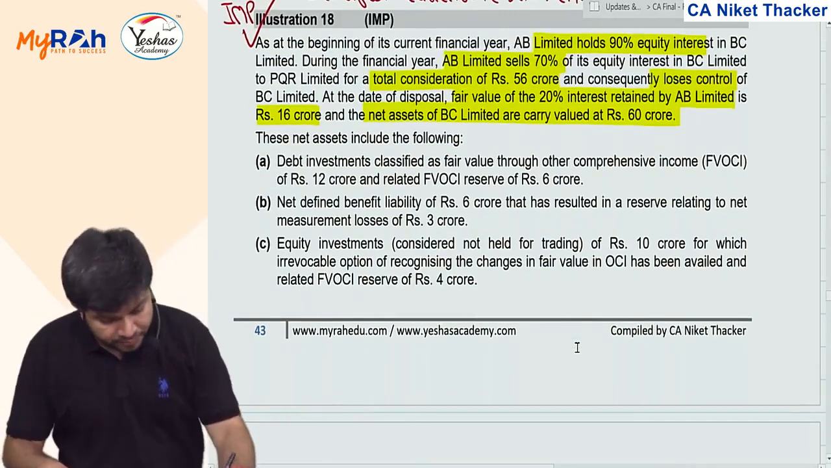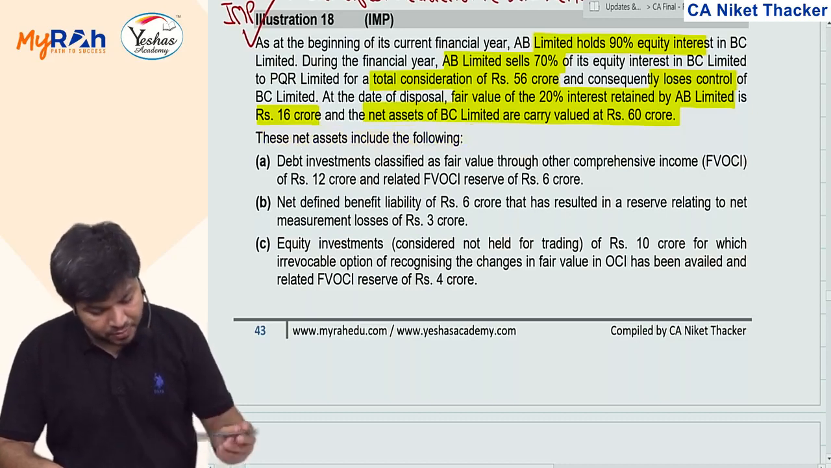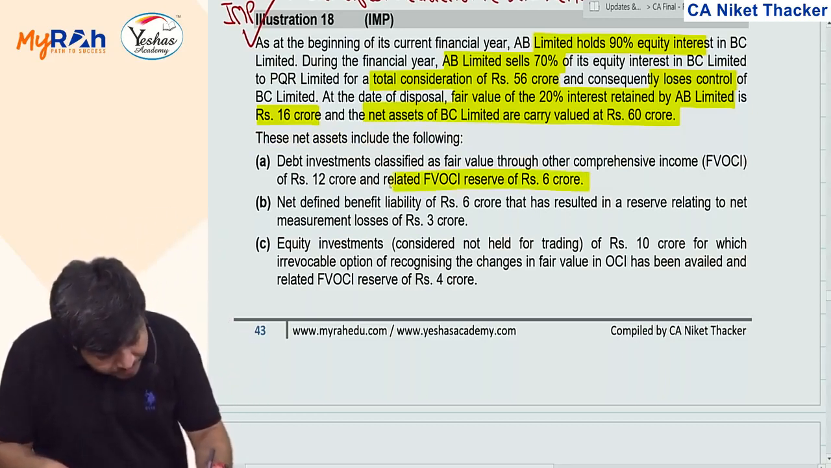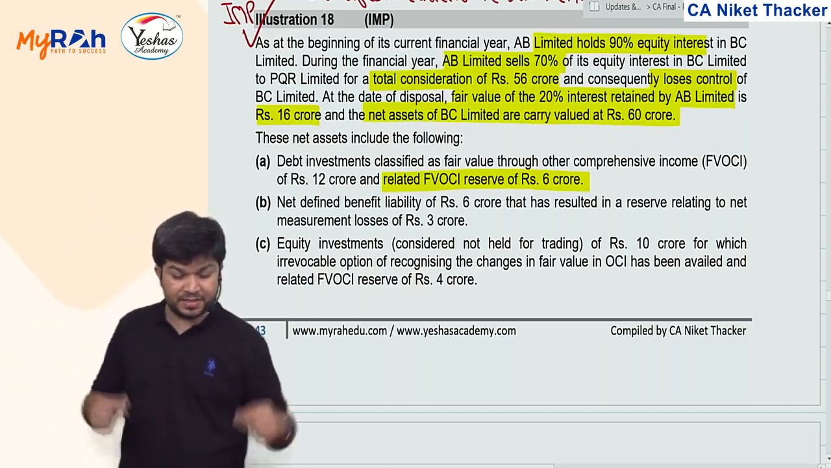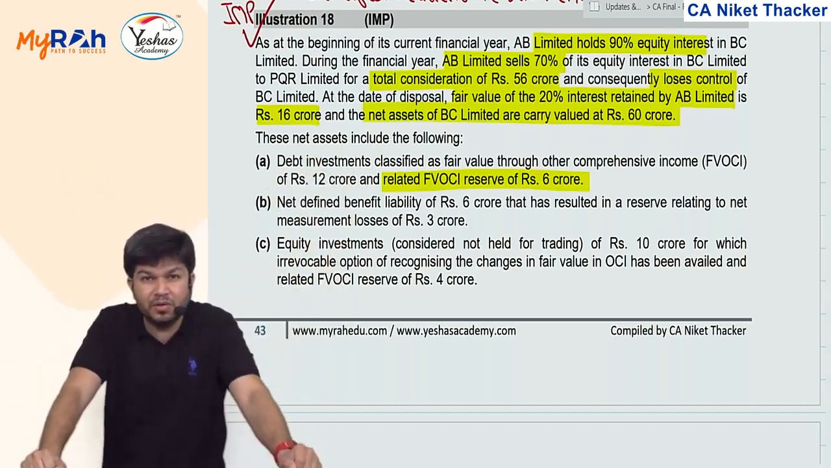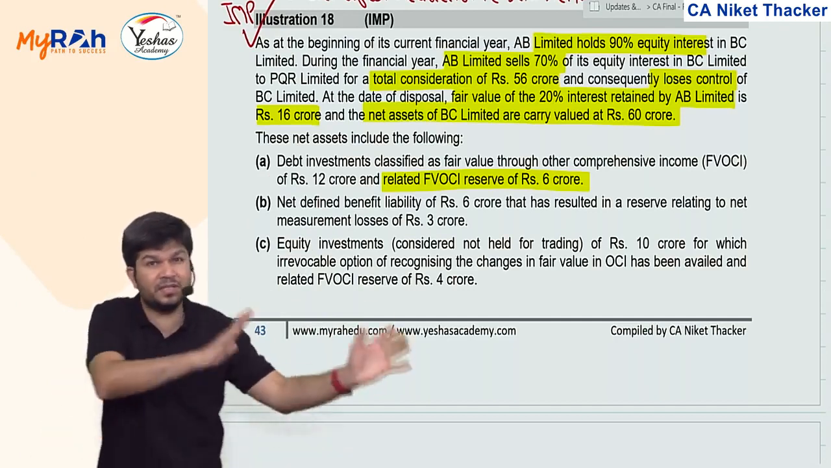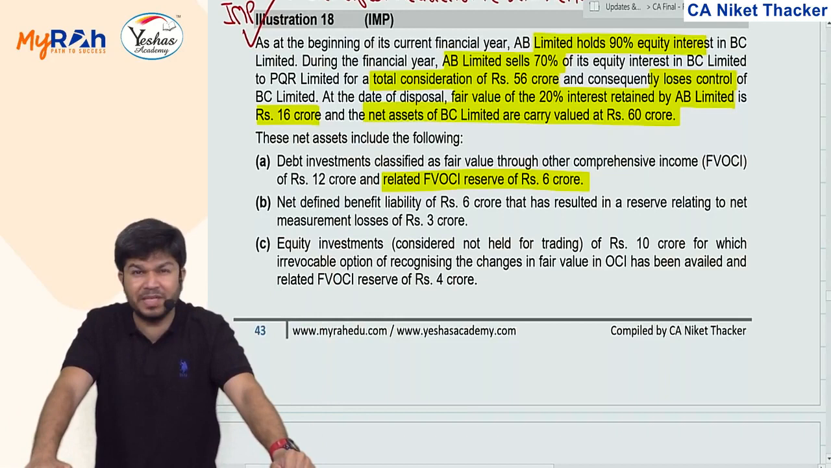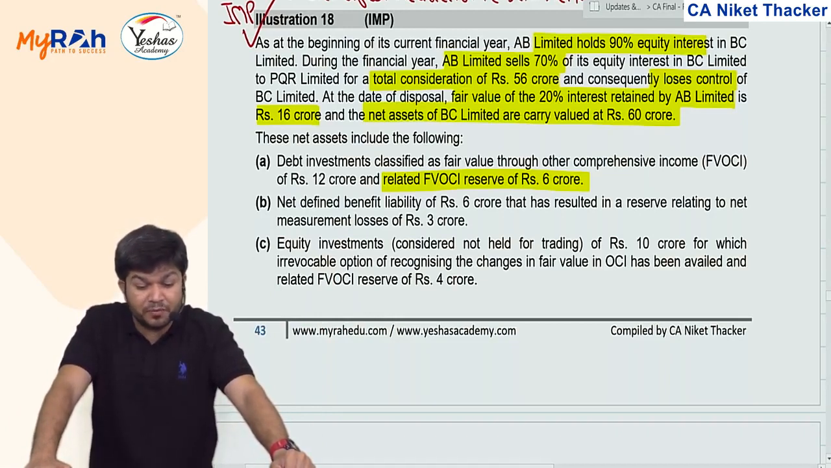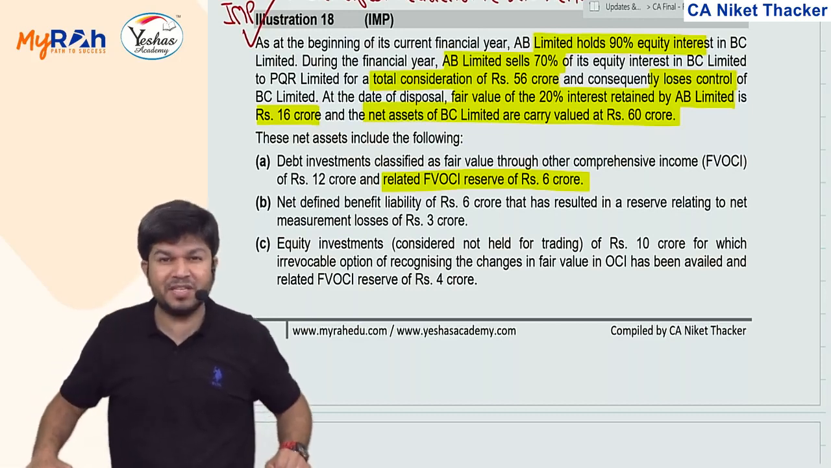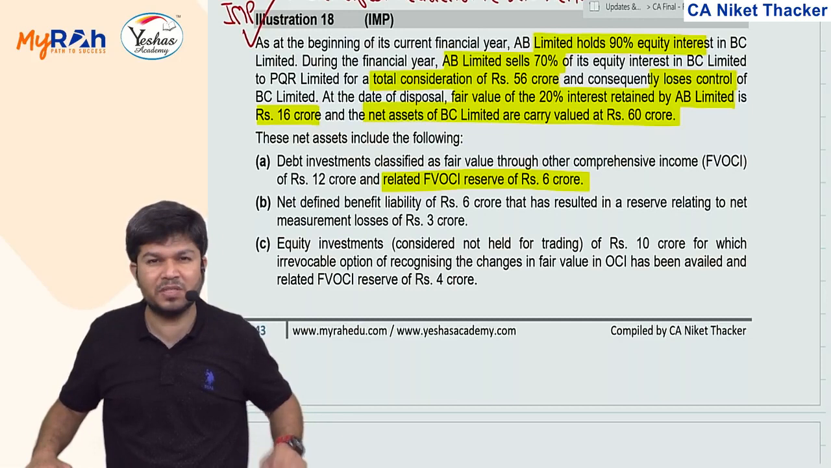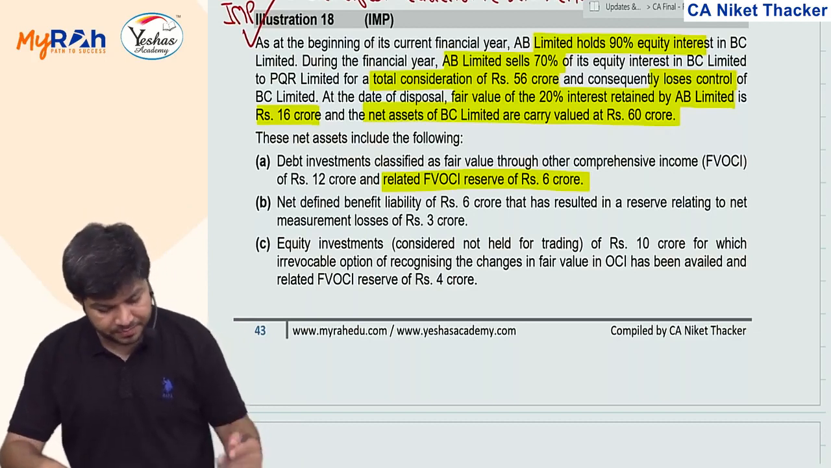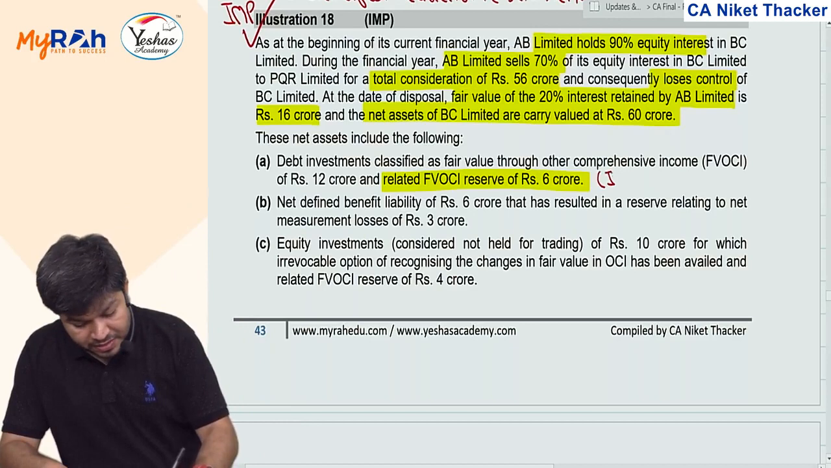Now, this net asset includes the following: debt investment classified as FVT OCI, related FVT OCI reserve is 6 crore. Now, that 6 crore was their OCI reserve, and 10% of it is with NCI, which we showed in NCI. So 5.4 was our share. Debt instrument classified as FVT OCI, it's an item reclassified to P&L.